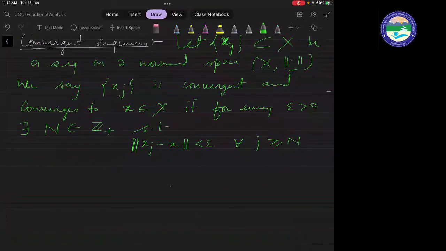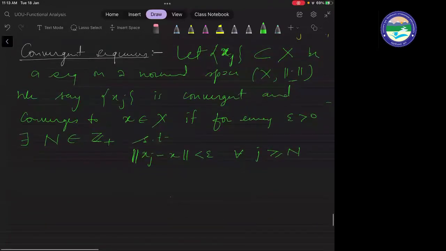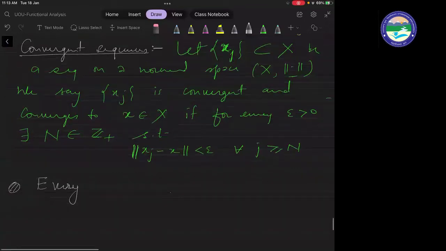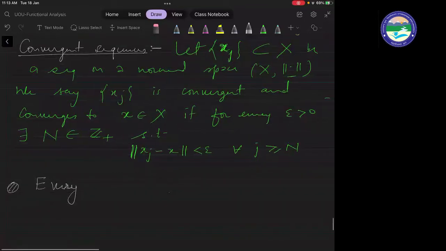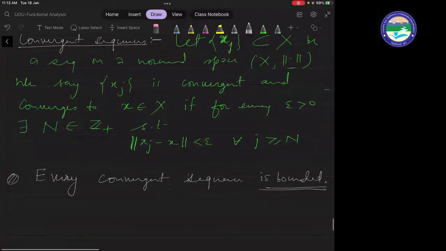Is there any doubt about this definition? No, sir. Okay. So you all know every convergent sequence is bounded. You have seen this in your metric space course or in your real analysis course. You have seen that every convergent sequence is bounded. Okay, yes, but what, sir, is the meaning of boundedness in normed spaces?